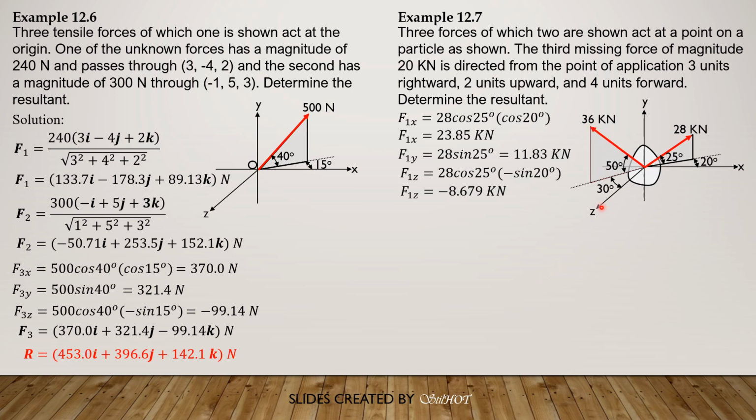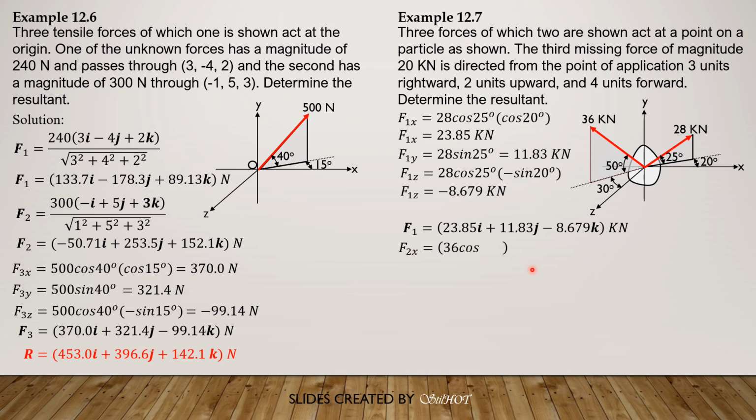So let's call 36 kilonewtons F2. It is directed forward, up, and to the left. So the x component is negative. As usual, we first solve for the xz component, which is 36 cosine 50. Then we multiply it by negative sine 30 to get the x component. So F1, by the way, in vector form is 23.85i plus 11.83j minus 8.679k.